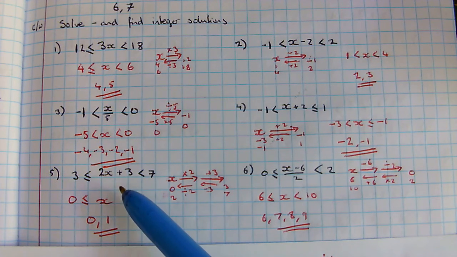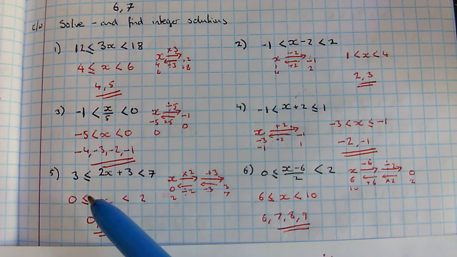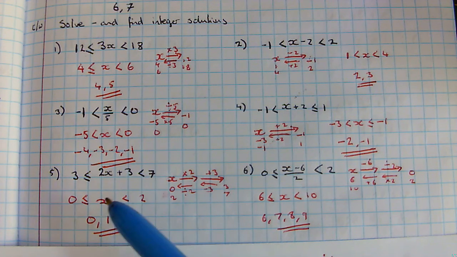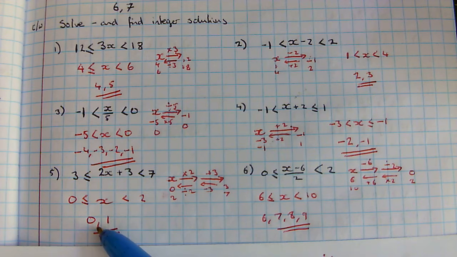Here I needed to subtract 3 and divide by 2. So subtracting 3 and dividing by 2 gave me 0 and 2. So my limits are 0 and 2. The possible values are 0 and 1. And here the possible values are 6, 7, 8 and 9.